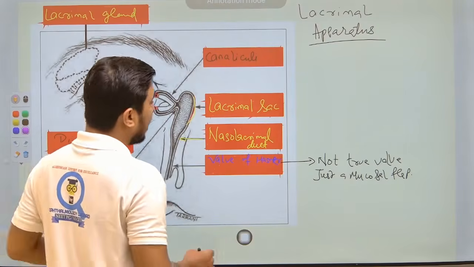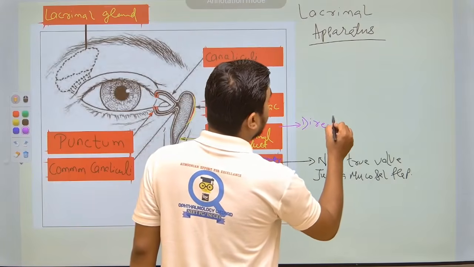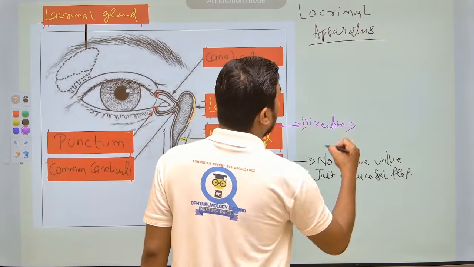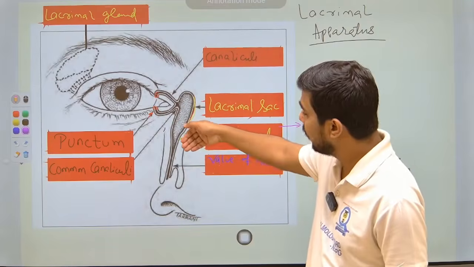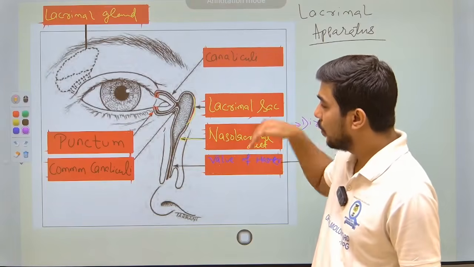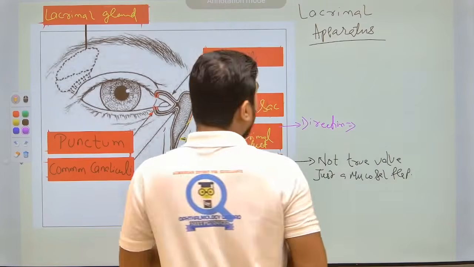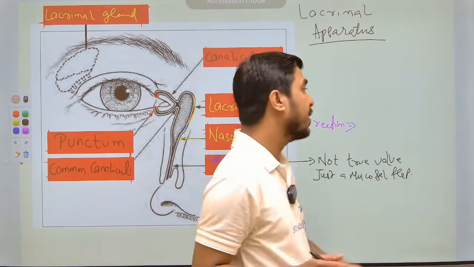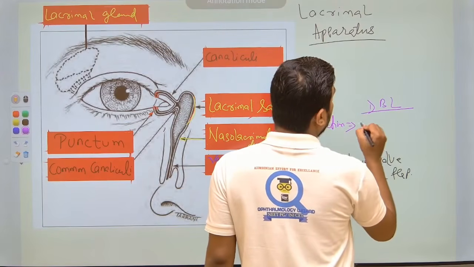Second point to understand about the nasolacrimal duct: the direction of the nasolacrimal duct, very important. As you can see, this is going down. This is going down and laterally. Downward, backward and laterally. Sorry, downward, backward and laterally. So remember it by DBL. Downward.